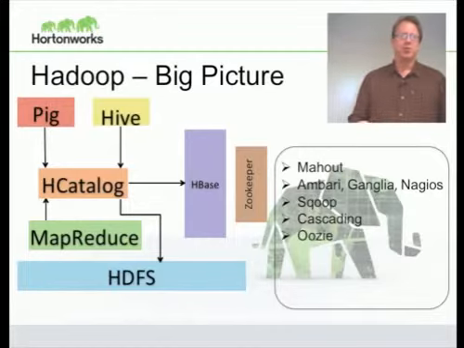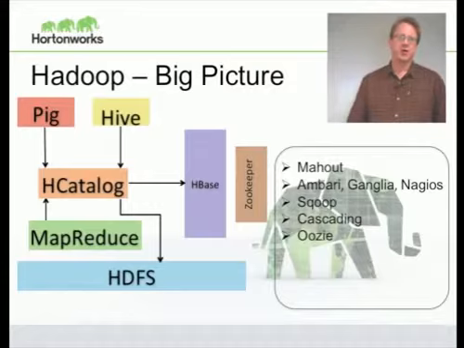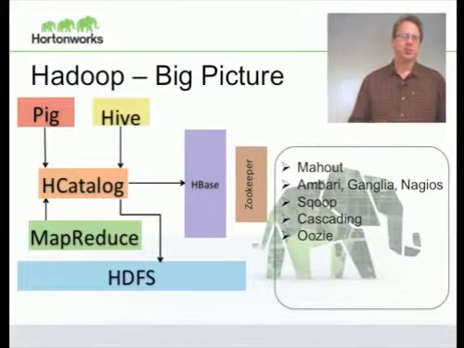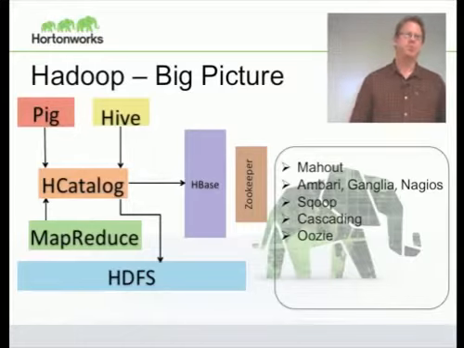Oozie is a workflow coordination manager. So you define when you want your MapReduce jobs to run, and Oozie will fire them off automatically. It can also trigger when data becomes available and, again, launch your MapReduce jobs on that new data.